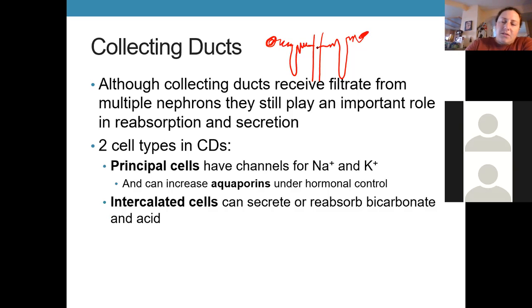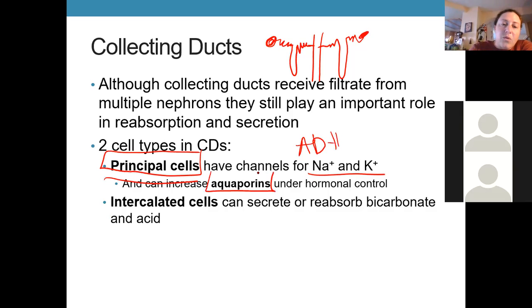So the epithelial cells in the collecting duct, there's two types. Principal cells are all about ions and water. They have channels for sodium and potassium, and they are also responsive to hormones, especially antidiuretic hormone, which dictates how many water channels they have. The intercalated cells are all about acid-base balance. So these guys are all about pH.